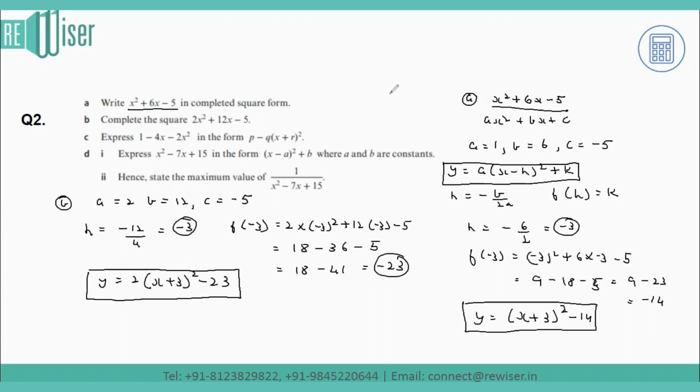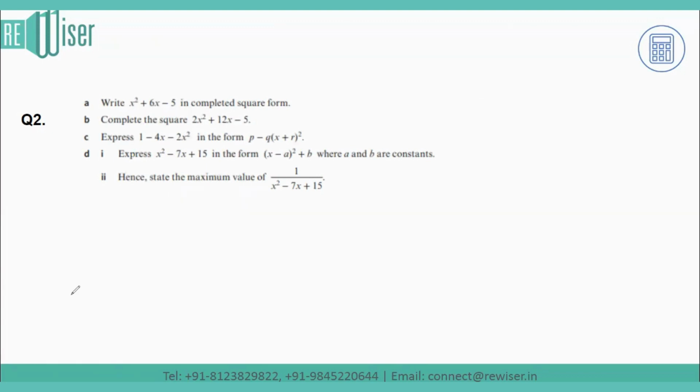Now moving on to part C of the question, it clearly says express this into this particular form. So to answer part C, we'll write down the quadratic equation, and we'll also write down the form which they have asked us to express it in. So that's this. So we'll expand this, so that becomes minus q. If I expand the brackets, I get x squared plus 2xr plus r squared.